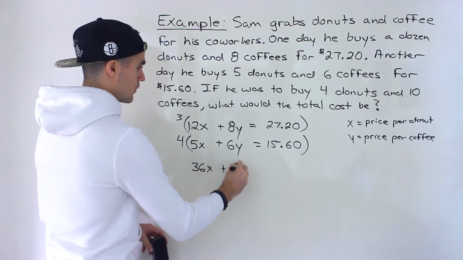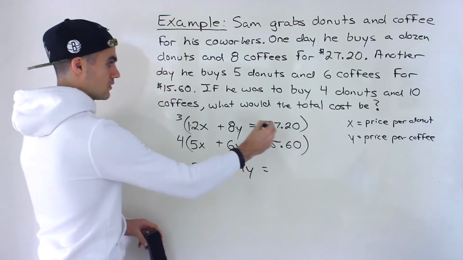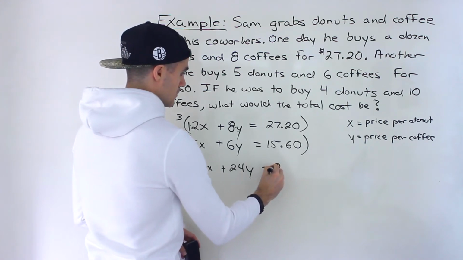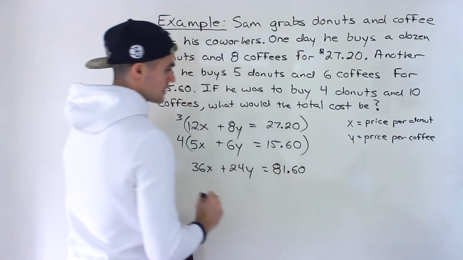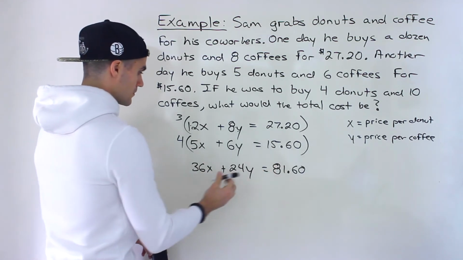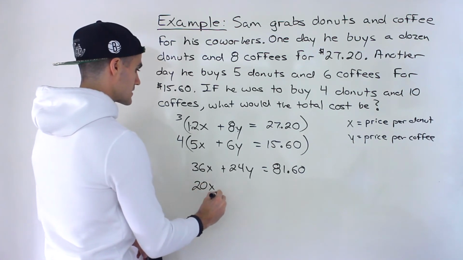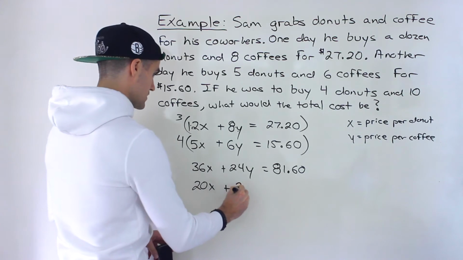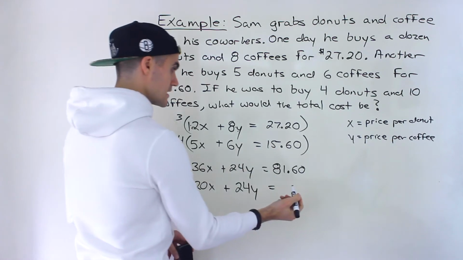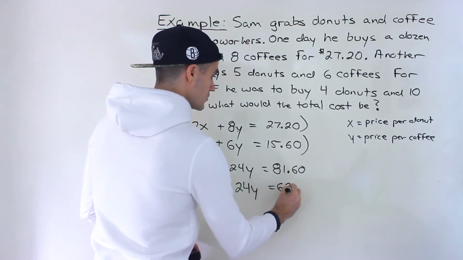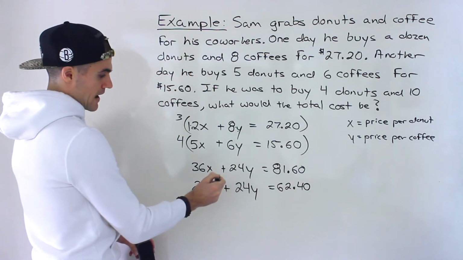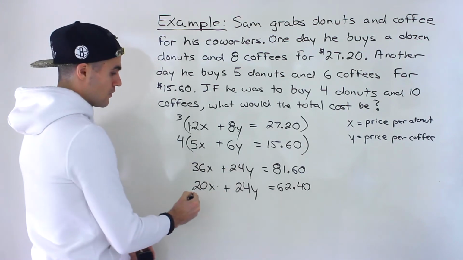36x plus 24y. And then over here, 3 times 27.2 would give us $81.60. And then over here, you can multiply everything by 4, so we'd have 20x plus 24y is equal to 4 times 15.6 would give us 62.4, like that. Right? And now we could subtract this from this to get rid of the y values.